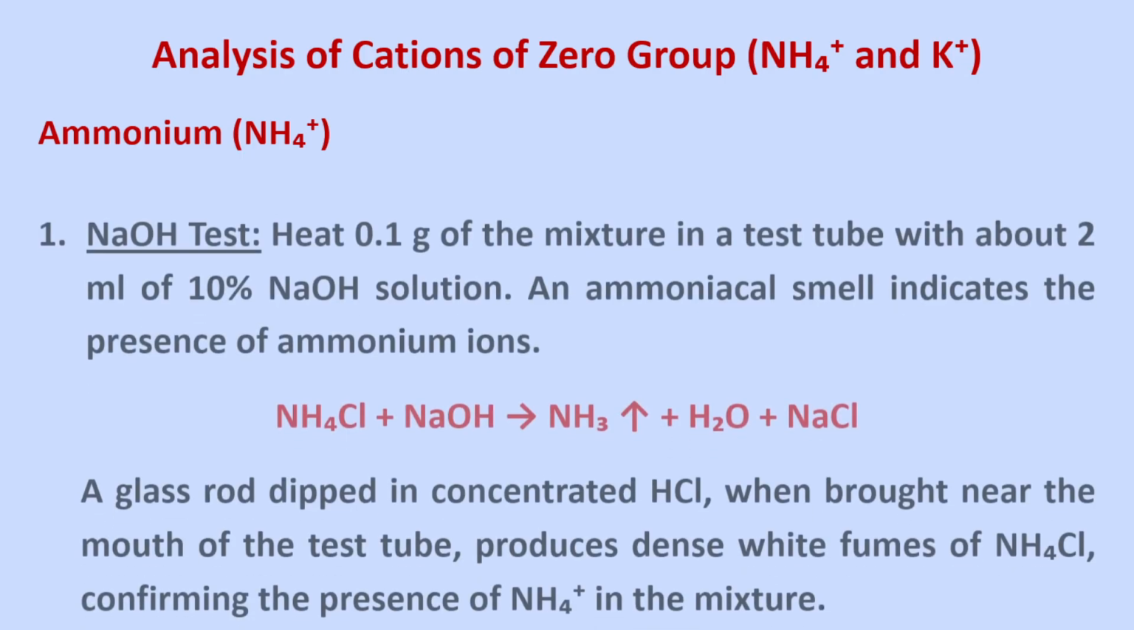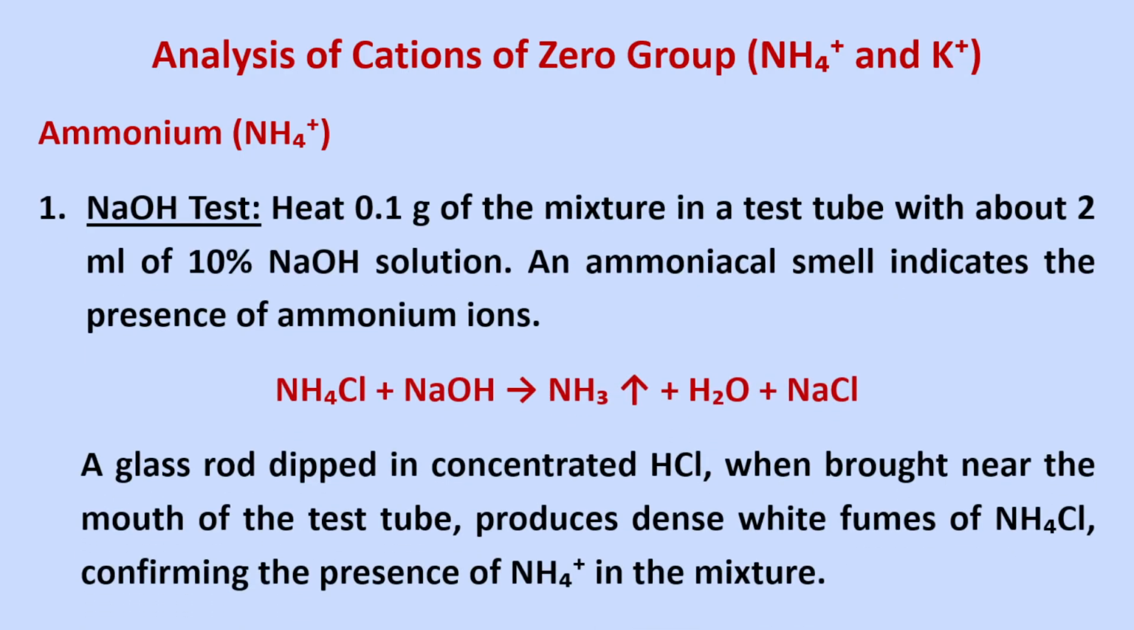Test number 1. Reaction with sodium hydroxide. Start by taking 0.1 gram of salt mixture in a clean test tube. Now add around 2 ml of 10% sodium hydroxide solution to it. Gently heat the mixture. If ammonium ions are present, you will notice a distinct ammonia smell coming out. That's ammonia gas being released.